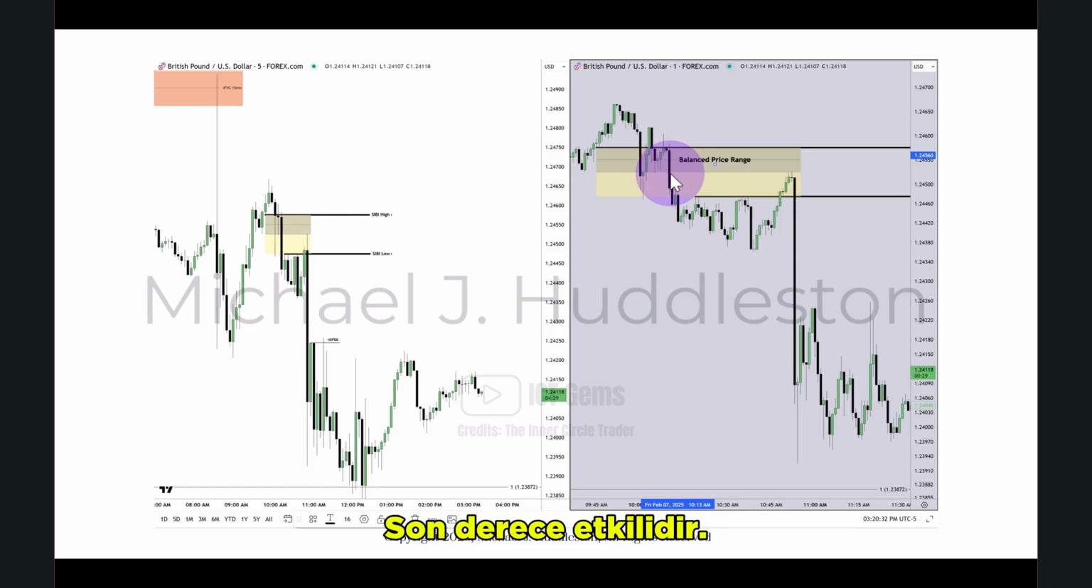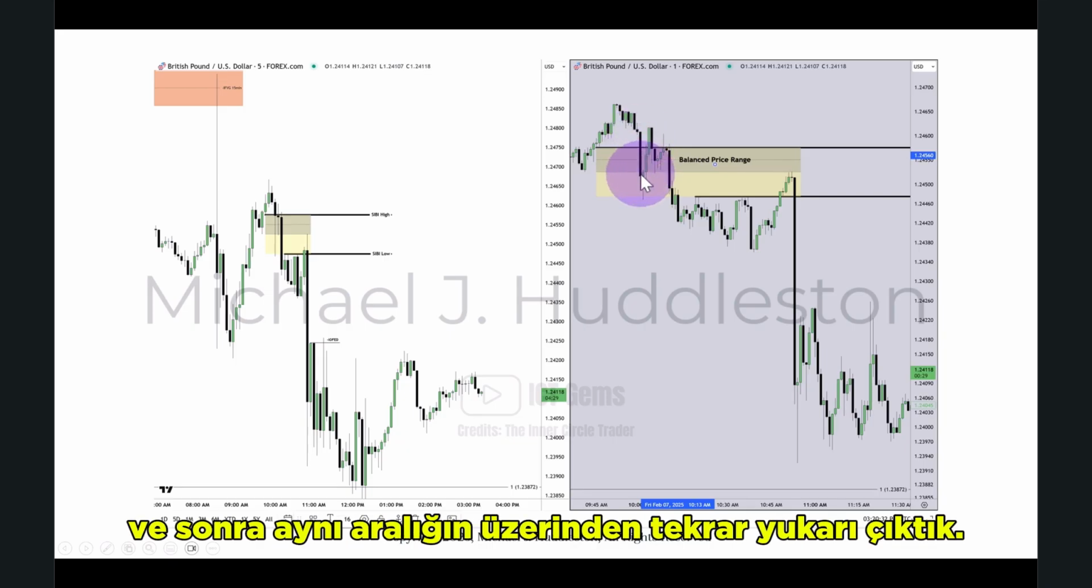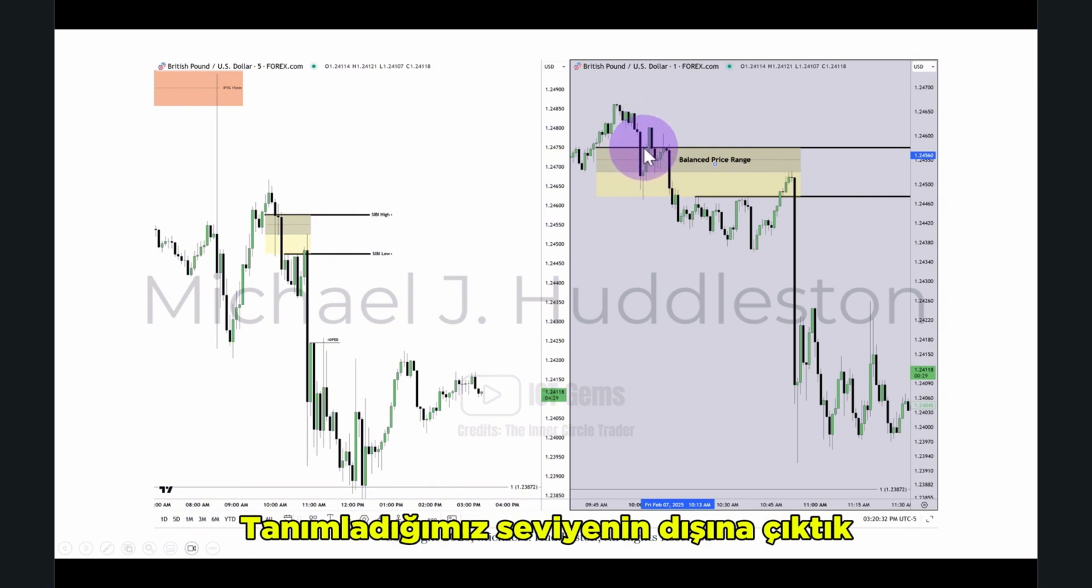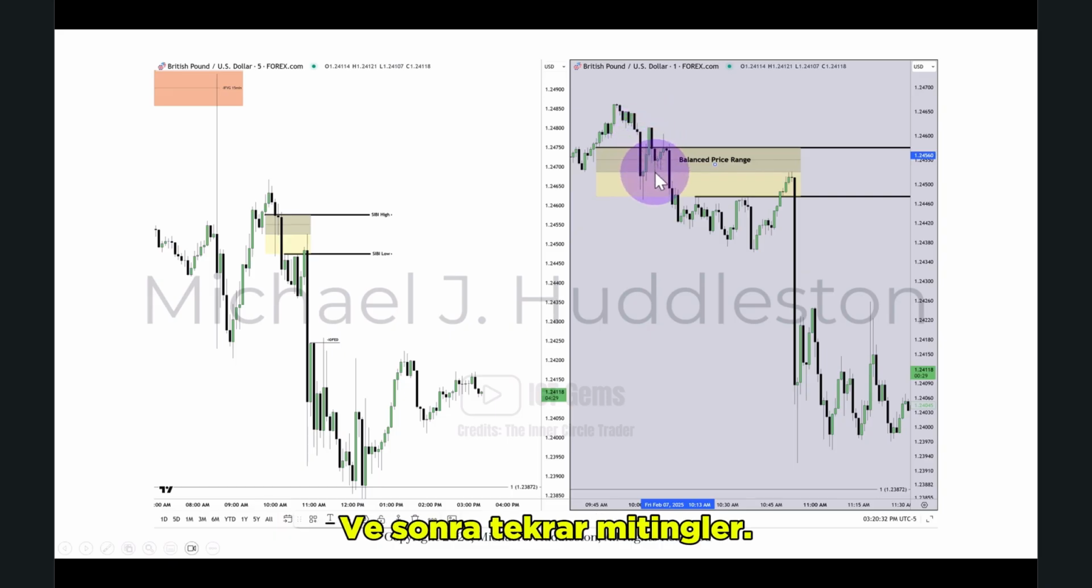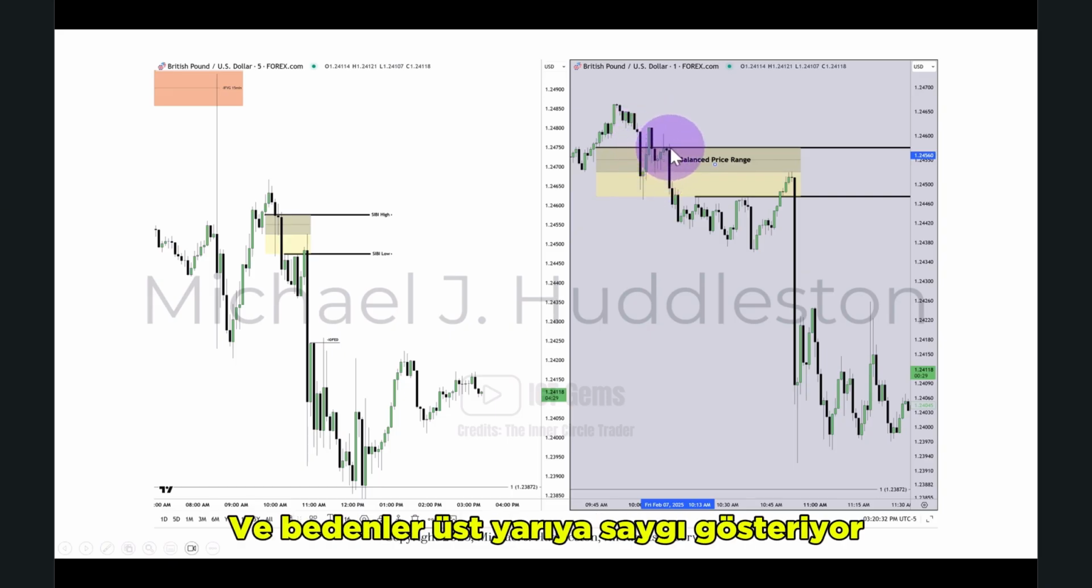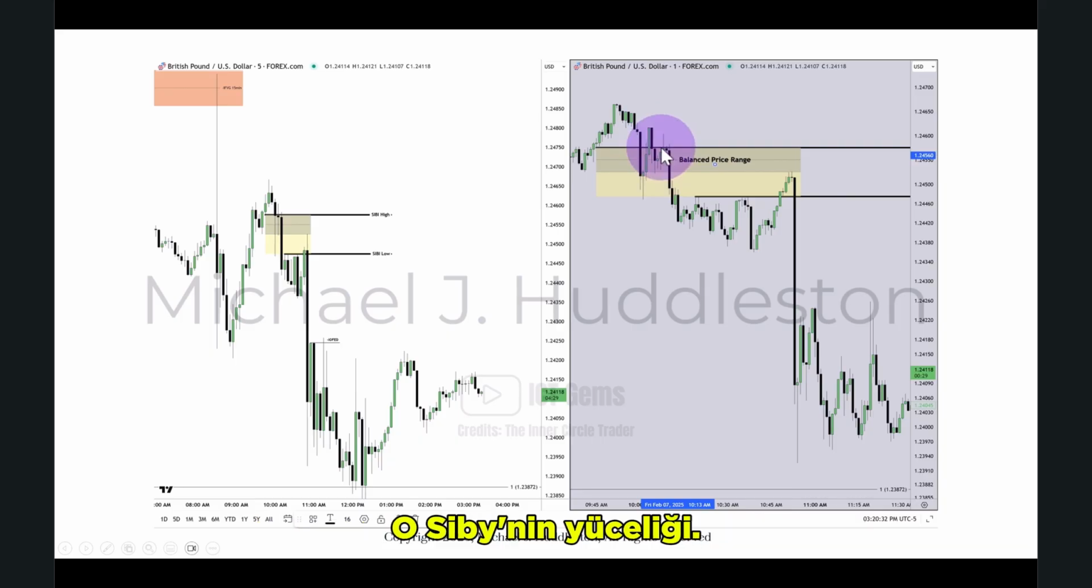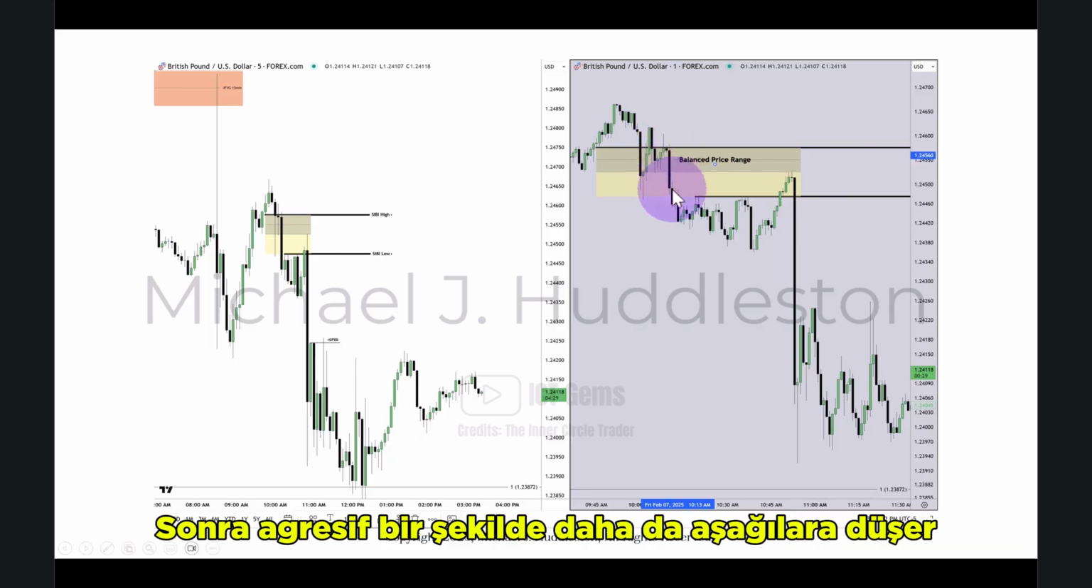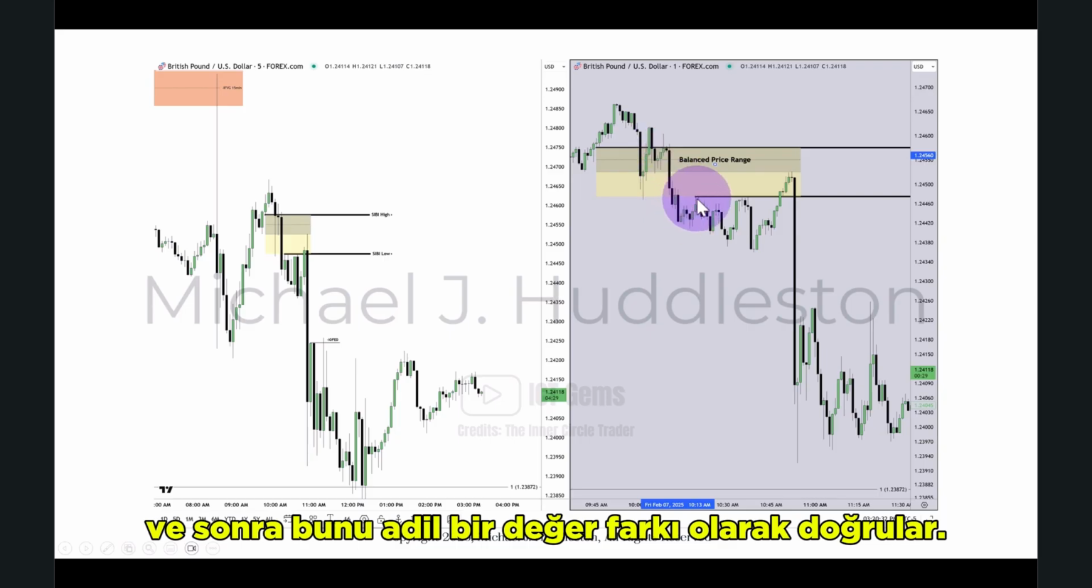It's extremely efficient. Why? Because the first candle dropped down into it here, and then we went back up over top of that same range in here. Went outside of that level that we're identifying as the high of the 15-minute SIBI, and then it returns back inside the range and stops halfway again, and then rallies once more. And the bodies are respecting the upper half high of that SIBI. Then it drops aggressively lower and then validates it as a fair value gap.